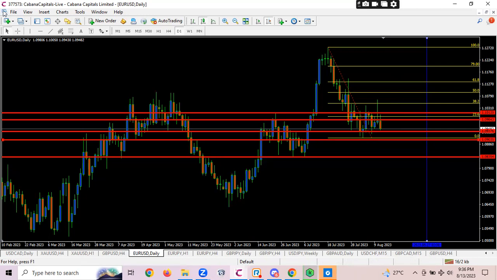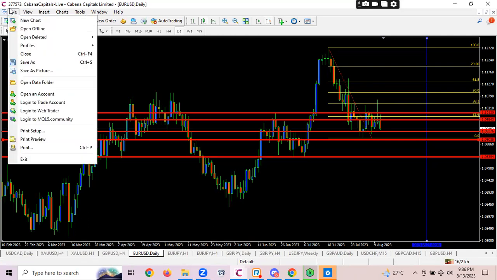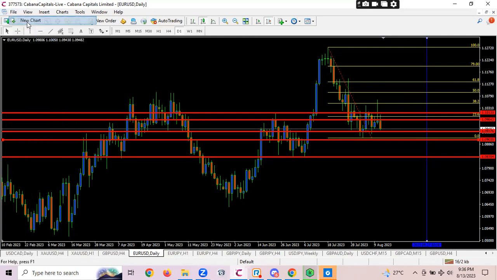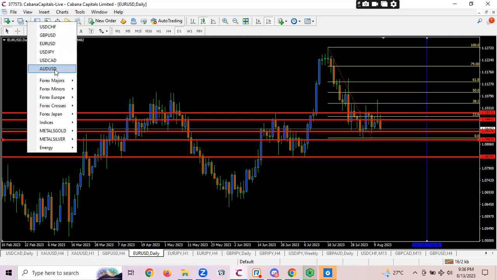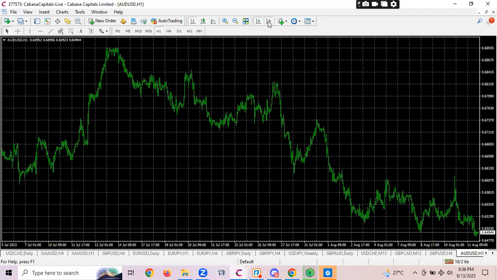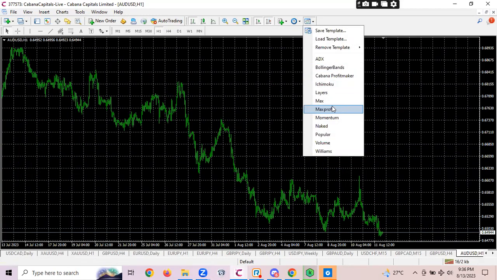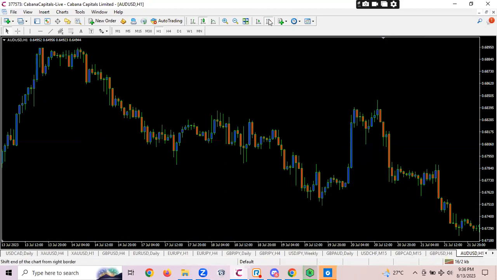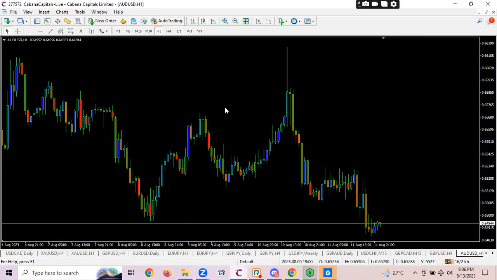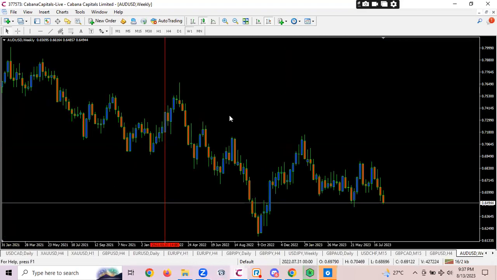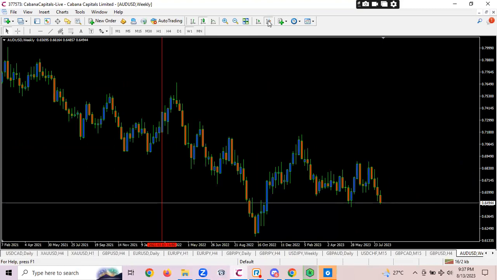The next pair is Australian dollar USD. So let's start with the weekly. Everything indicates that the bears are still in control. Okay, you can see the bears are still in control.